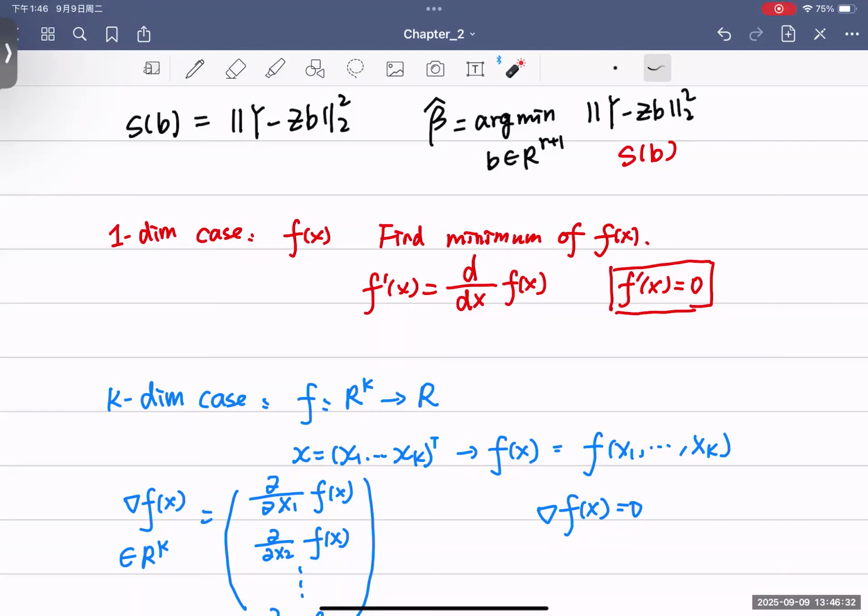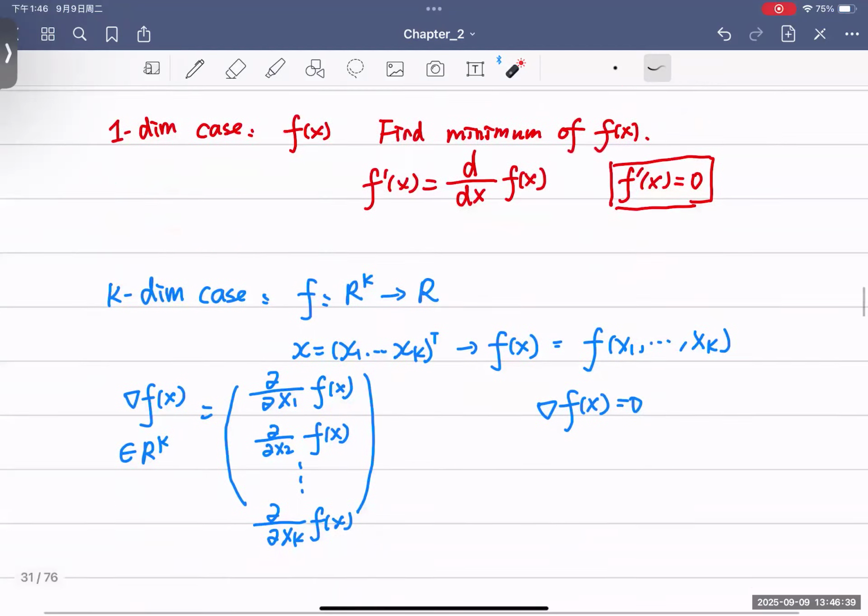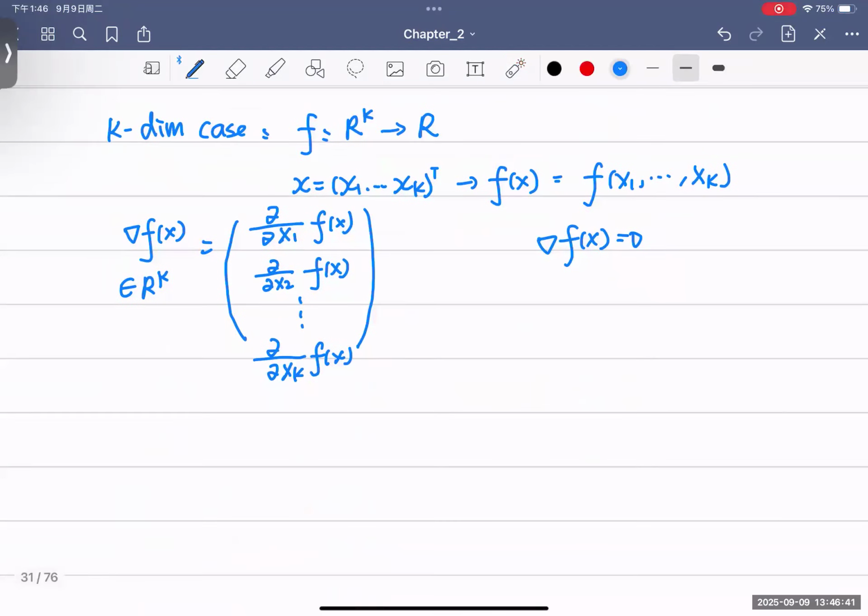Okay, our next step is that we will try to find the minimum of this S function. We just follow the same slides. And now our F is given as Z. Let me rewrite: Y minus ZB.